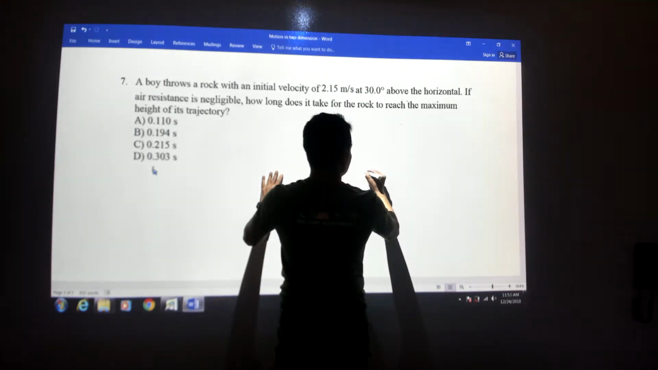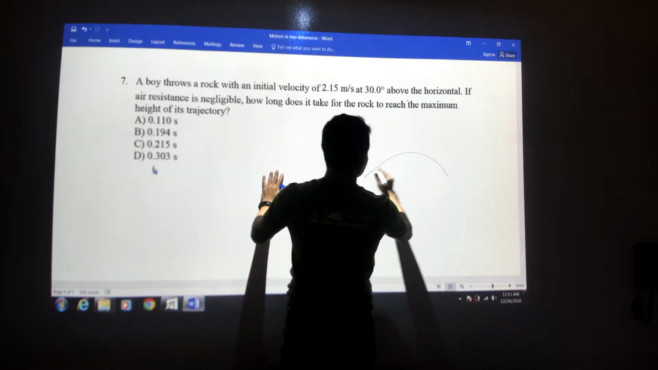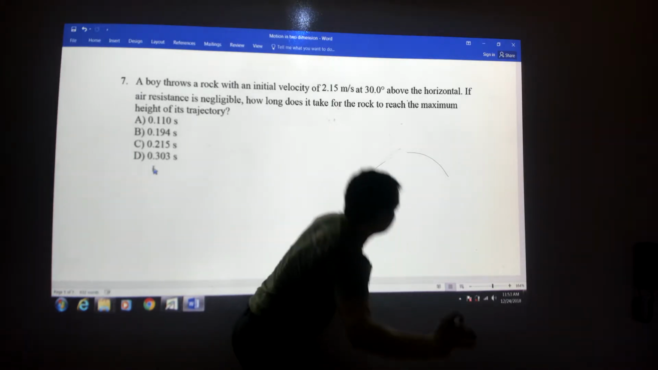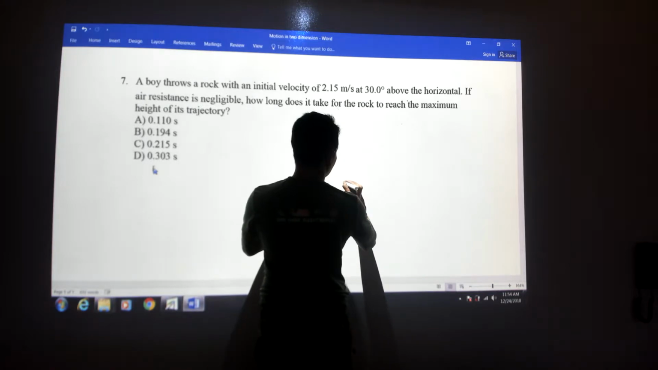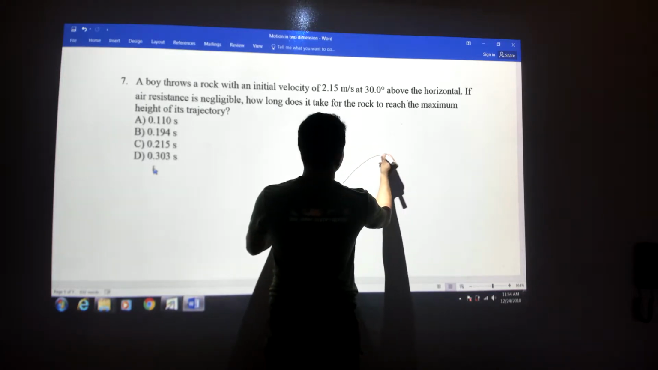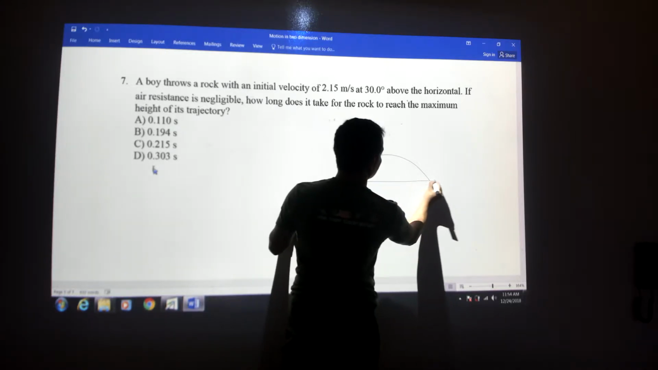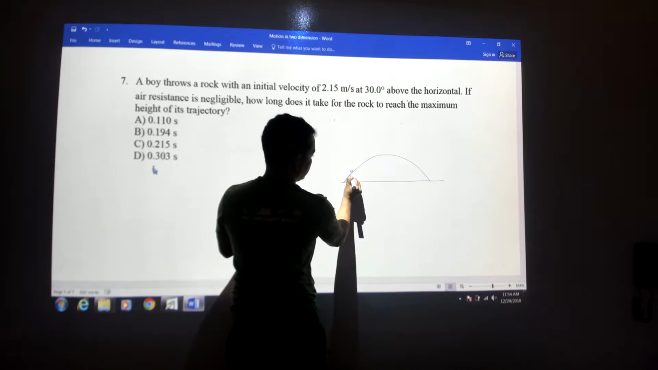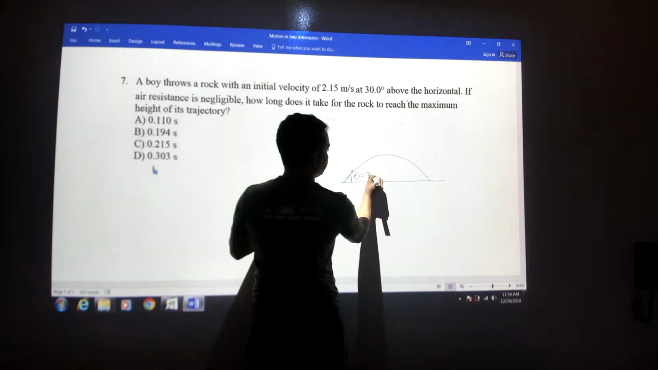So here, this is the projectile. A boy throws a rock, and this is your initial angle, which is theta equal to 30 degrees.